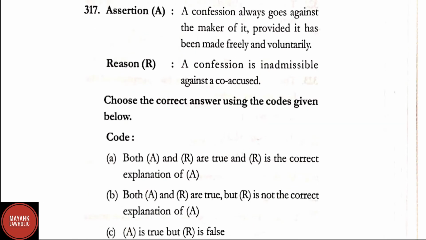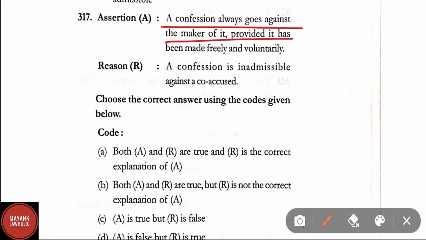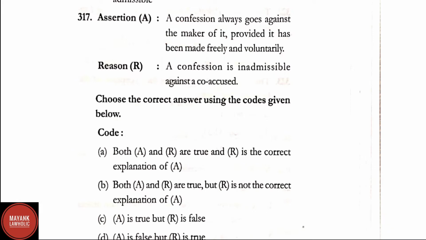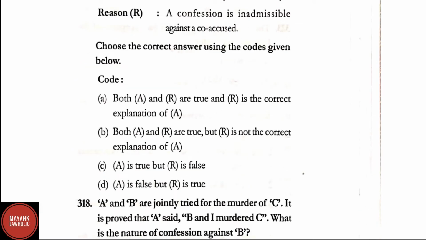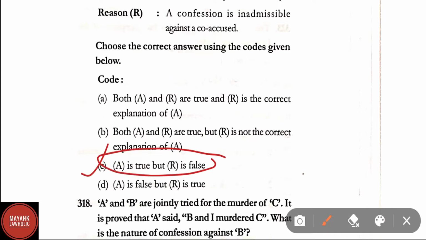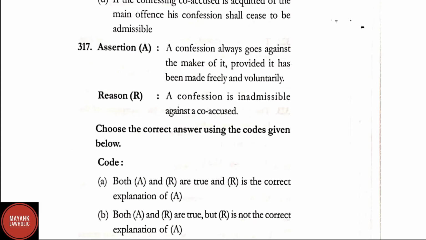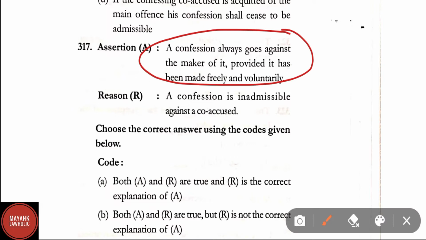Question number 317. Assertion: Confession always goes against the maker of it provided it has been made freely and voluntarily. Reason: a confession is inadmissible against a co-accused. Here in question number 317, correct answer is option C, that is A is true but R is false. That is, a confession always goes against the maker of it provided it has been made freely and voluntarily is true. A confession is inadmissible against co-accused is false.